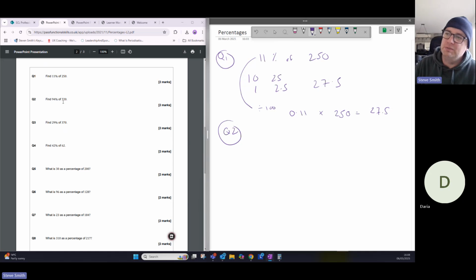If you find out what 10% is, which is 72, and then you find out what 1% is, which is 7.2, we can times the 1% by 4. So 7.2 times 4, 28.8. And then we can times the 72 by 9, and we've got the answer. But we're allowed to use a calculator, so we do exactly the same method. 94% of 720. Flip that into a decimal.